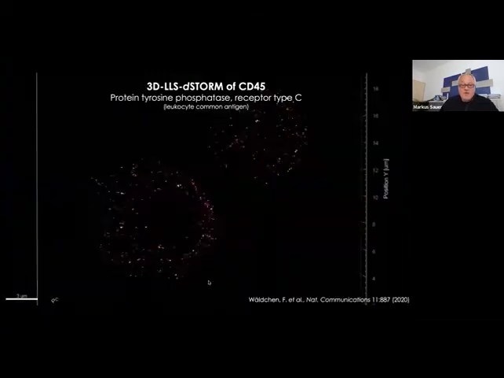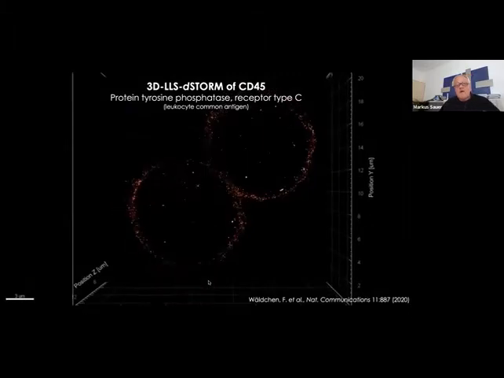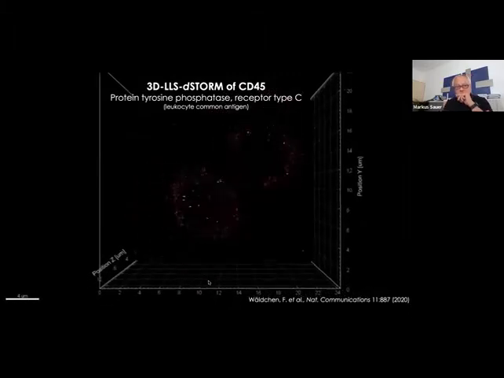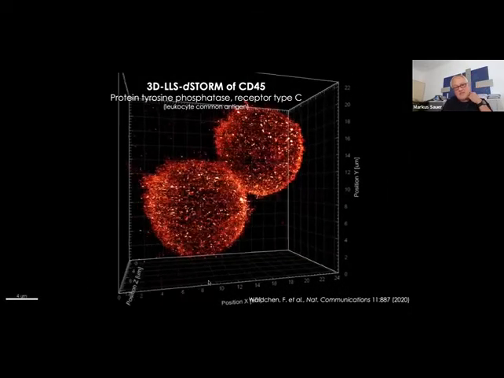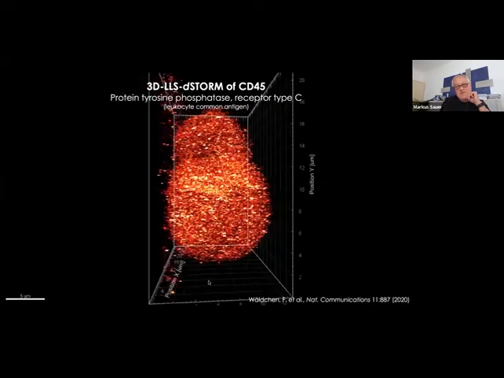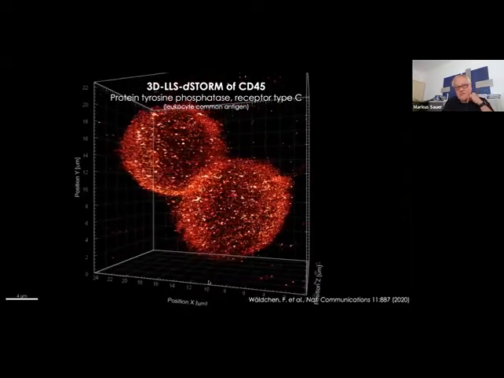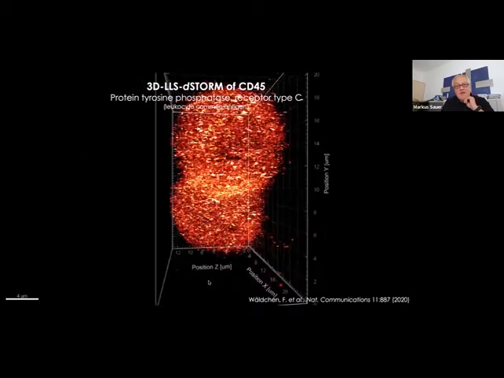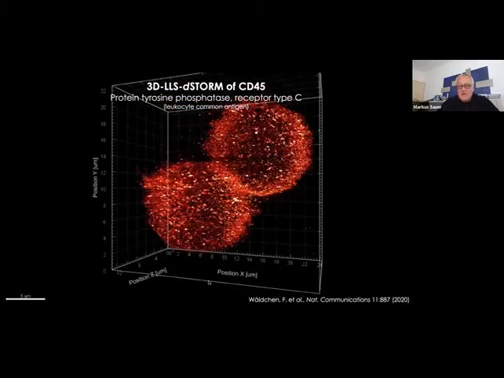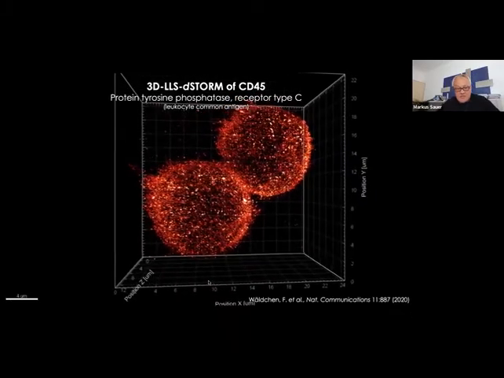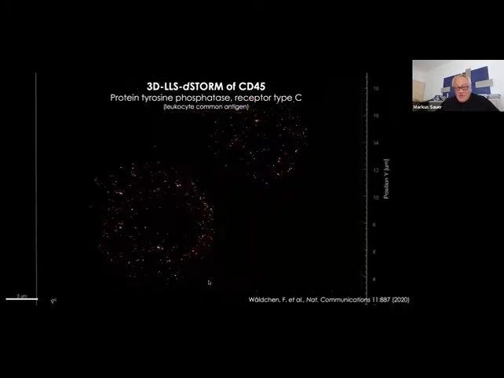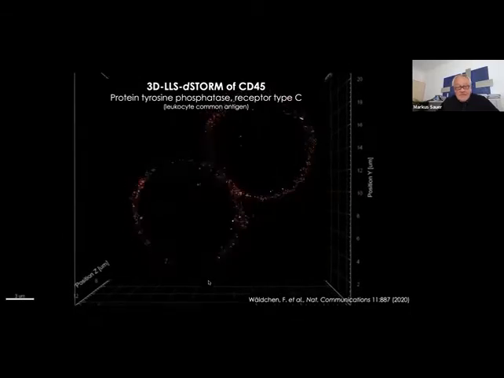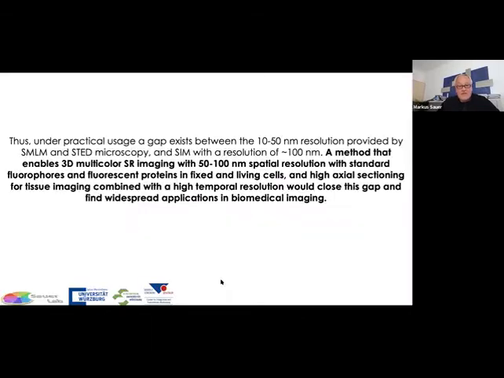Of course, you can further increase resolution by combining Lattice light sheet microscopy with D-Storm. But then you have to fix cells again and visualize, for example, the distribution of plasma membrane proteins like here, the receptor CD45 in the plasma membrane on the apical and basal side, but also at the interfaces between two cells. This is, of course, very interesting, but this is, again, restricted to fixed cells if we want to go for a higher resolution.